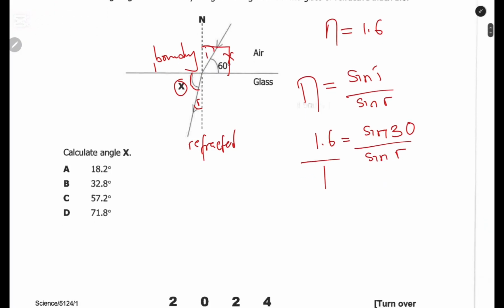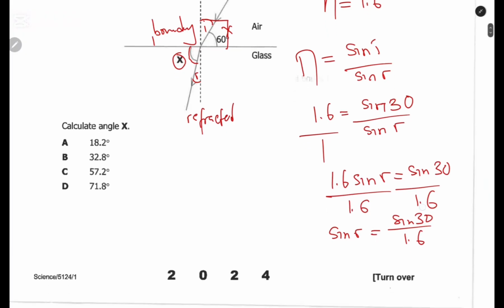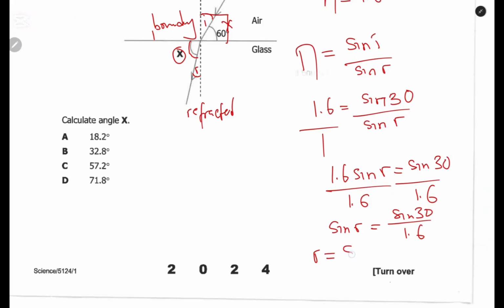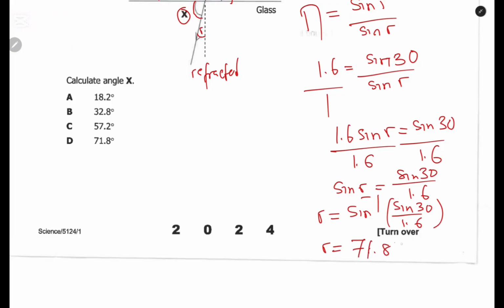We cross multiply, we are going to have 1.6 sine r is equal to sine 30. Divide by 1.6, divide by 1.6. So I remain with sine r is equal to sine 30 divided by 1.6. So the angle of refraction is equal to sine inverse, you punch shift, then whatever you find when you divide sine 30 by 1.6. If you punch it on the calculator, it is going to give you the angle of refraction to be 71.8 degrees. That is the angle of refraction.